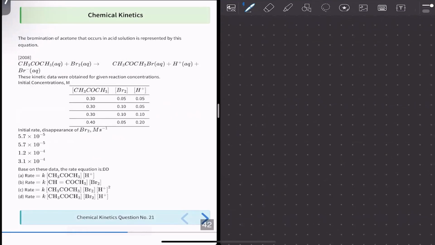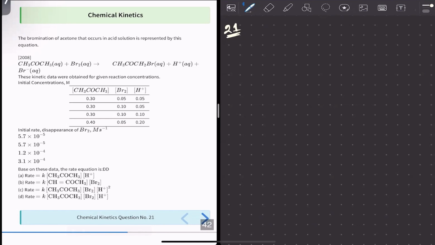Question number 21. The bromination of acetone that occurs in acid solution is represented by this equation. Okay. What is the equation given? CH3COCH3 plus bromine gives CH3COCH2Br plus H plus and bromide ion. Okay. Kinetic data are given. So let's analyze this data and find out the rate law of this reaction.